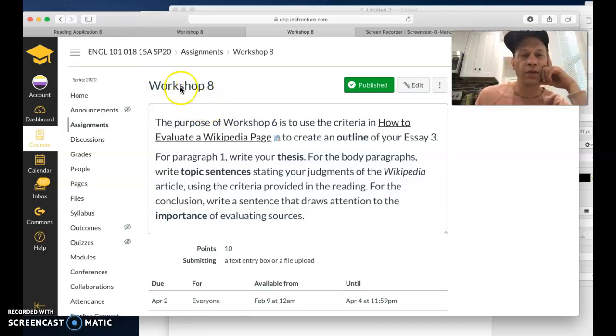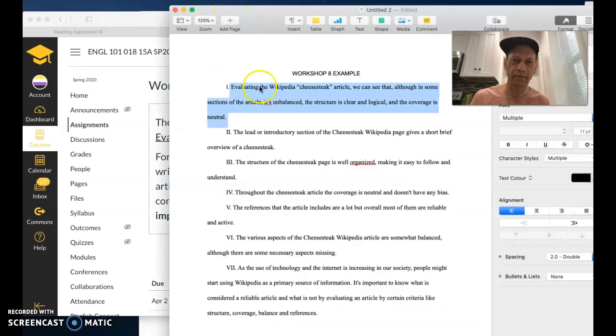And so Workshop 8 basically says you're going to make an outline for Essay 3. The outline will be your thesis for paragraph 1, your topic sentences, which make a judgment about a specific thing in Wikipedia. I'll show you an example in a second. And then why your writing is important in the conclusion. Here's what that looks like.